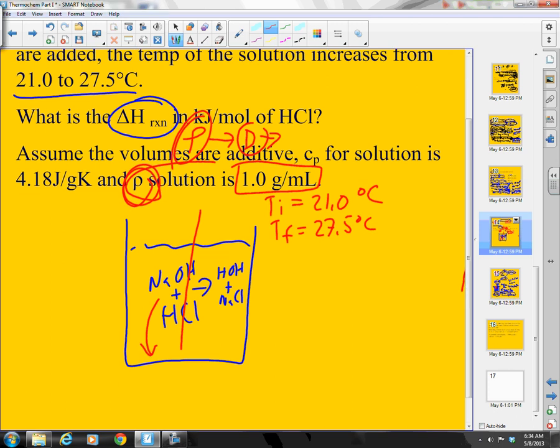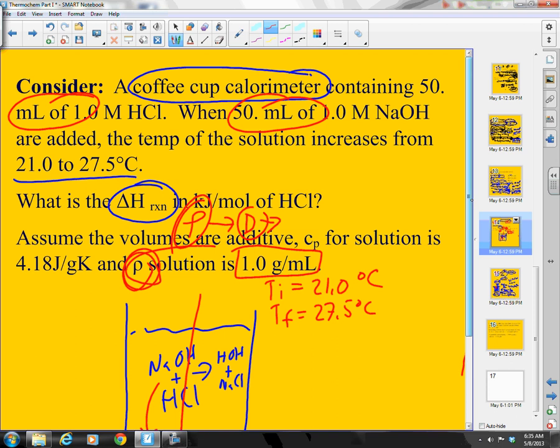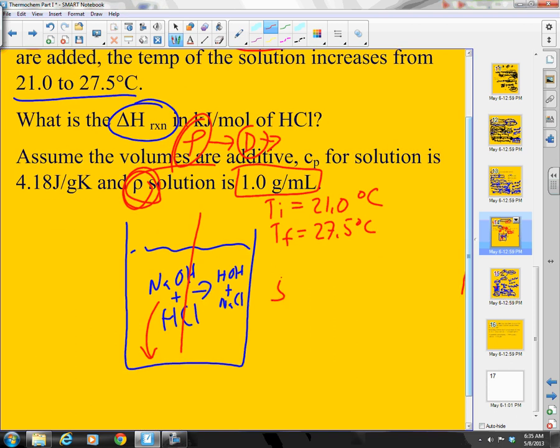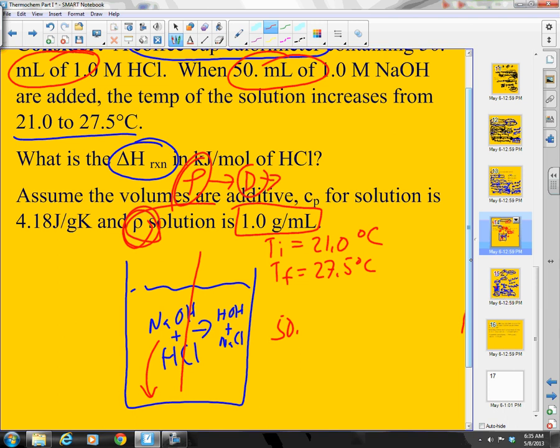I need to get mass of my solution. I don't have mass, I have volume, right? I have 50 milliliters of, how many sig figs do I have? 50 milliliters of HCl plus 50 milliliters of NaOH. So what is my total volume? Well, it's 100 milliliters of solution. My whole solution is composed of just the HCl and the NaOH. So I have 100 milliliters of solution.